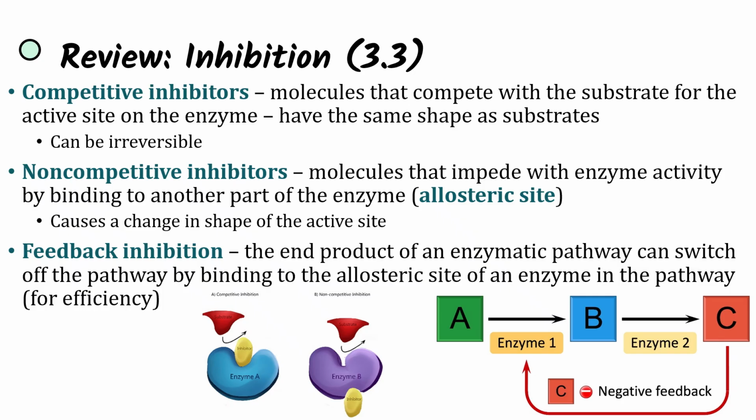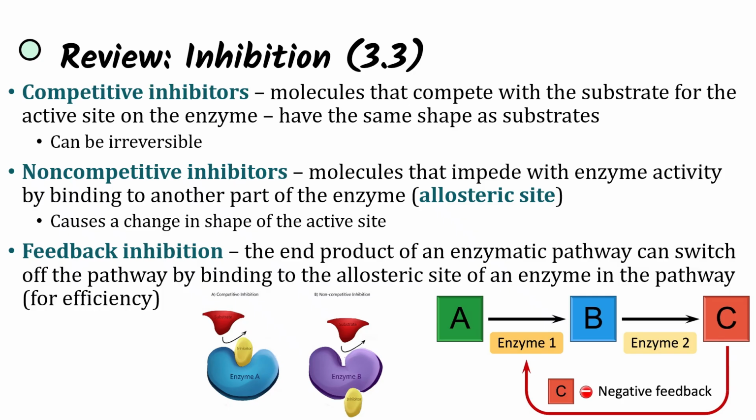Now, there's also non-competitive inhibition, and these are molecules that are going to impede enzyme activity by binding another part of the enzyme, not the active site. Usually they bind to what's called the allosteric site, and this can cause a change in the shape of the active site, preventing the substrate from entering the active site of the enzyme.